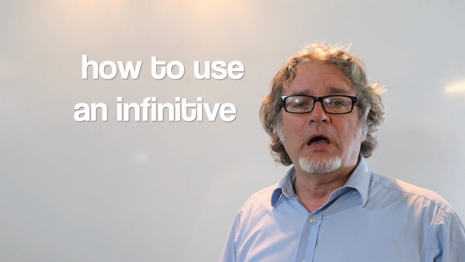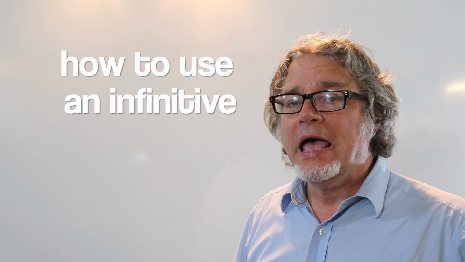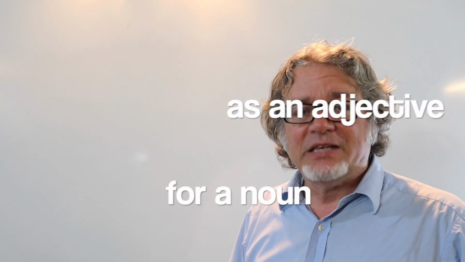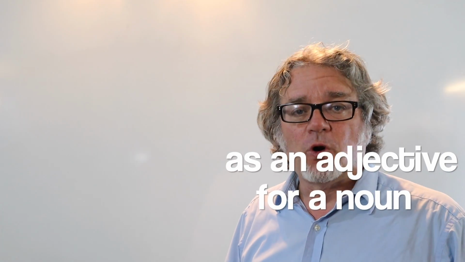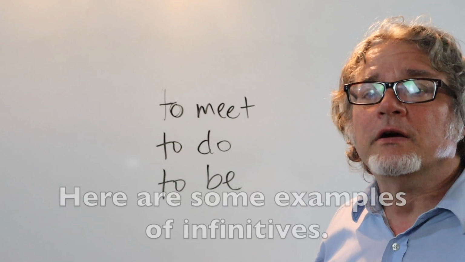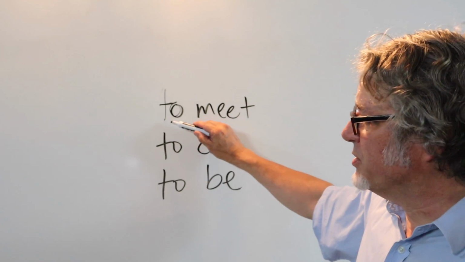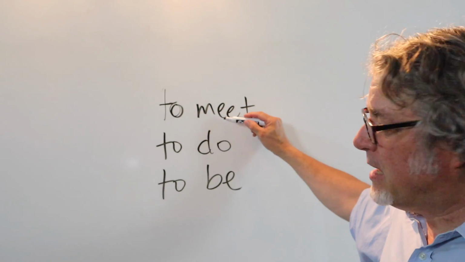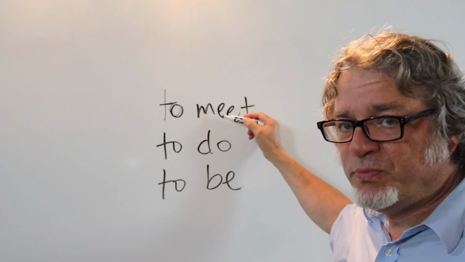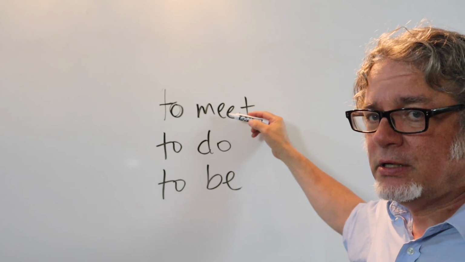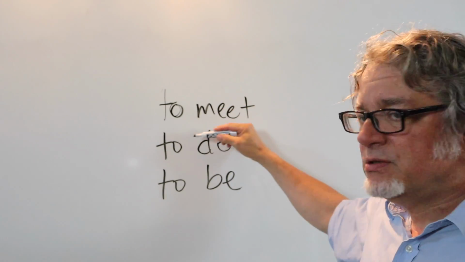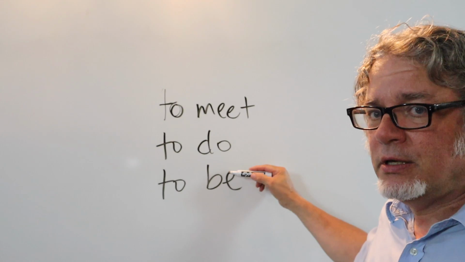In this video, I'll show you how to use an infinitive as an adjective for a noun. Here are some examples of infinitives. Here's the word to, followed by the simple form of a verb. To meet, to do, to be.